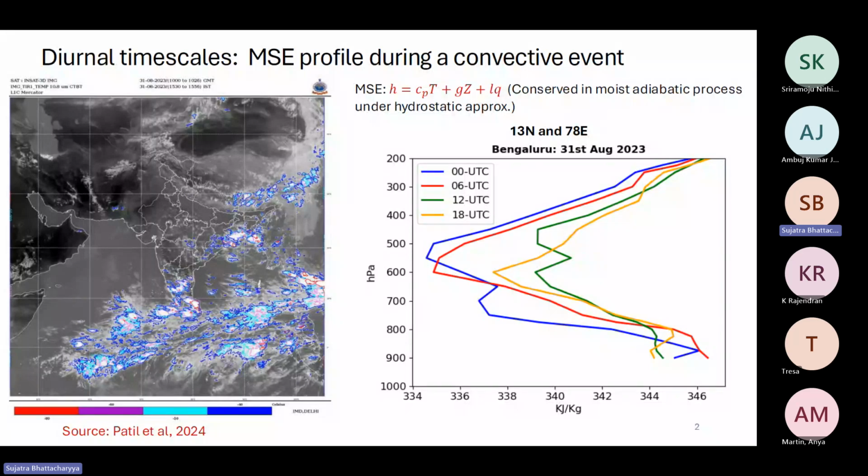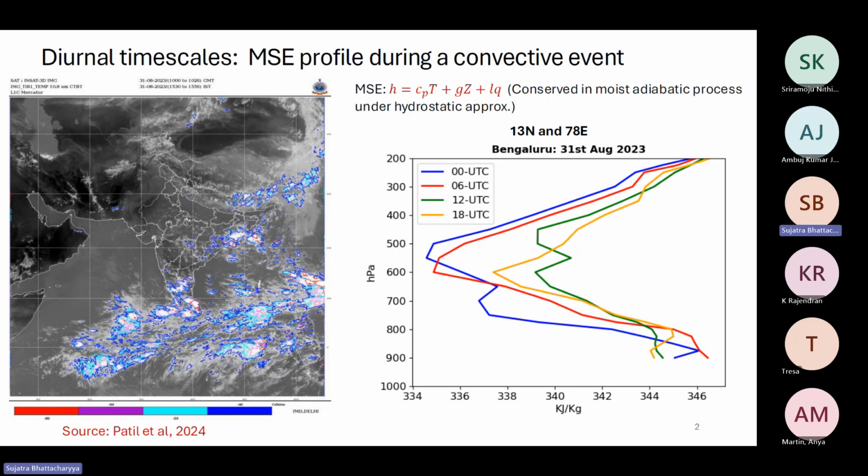And why is it important? Because, just like equivalent potential temperature, it is conserved in the moist adiabatic process under the hydrostatic approximation. So for moist convective processes, this moist static energy plays an important role.